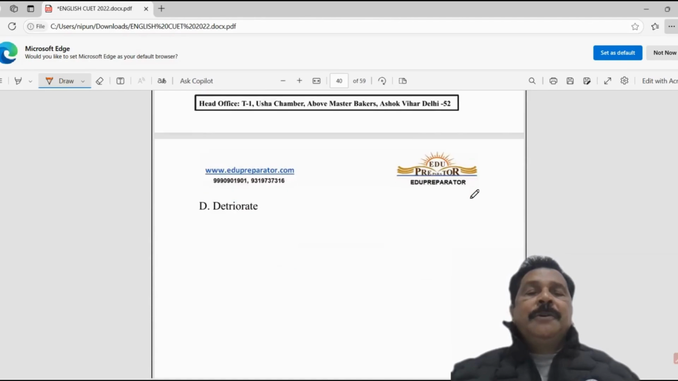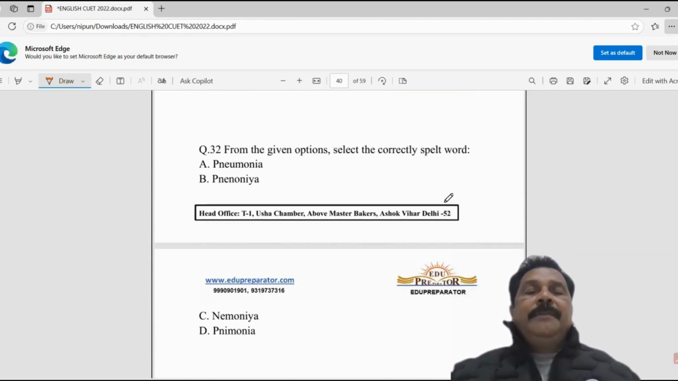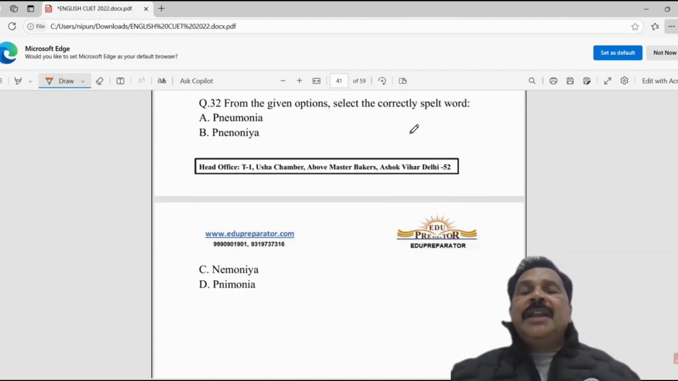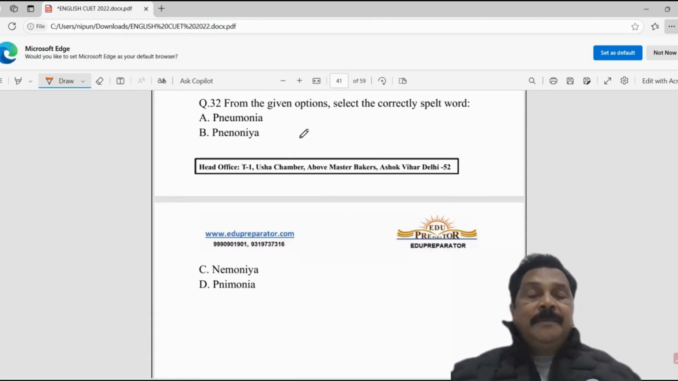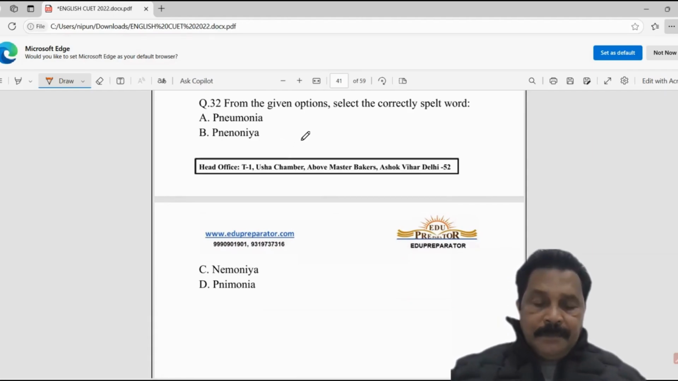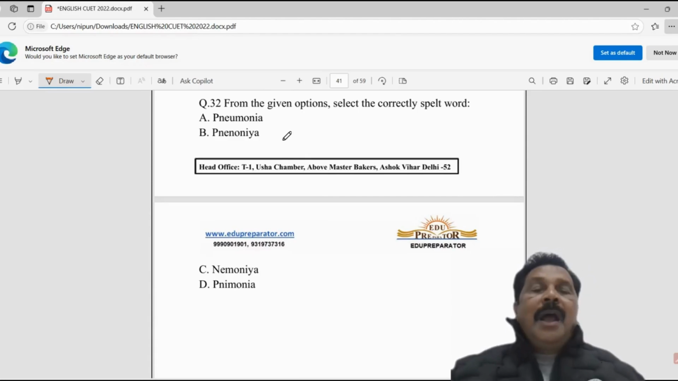I hope you understood, and I told you the meaning. From the given options, select the correctly spelled word. This is the most common word which appears in competitive exams. Children used to make a mistake when writing in an application to the principal: I was suffering from pneumonia. And what is the correct spelling? This is the correct answer, P-N-E-U.